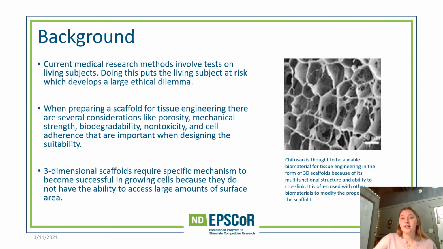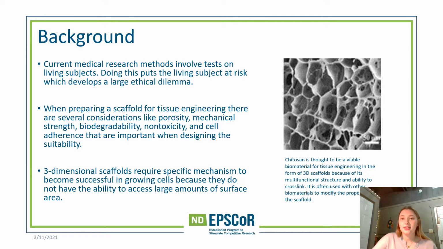When preparing a scaffold for tissue engineering, there are several considerations that are important for designing it for suitability, such as porosity, mechanical strength, biodegradability, non-toxicity, and cell adhesion. 3D scaffolds need to have specific mechanisms because they do not have the ability to access a large surface area because they are 3D. In the image you can see on the slide, it is of chitosan in a scaffold.